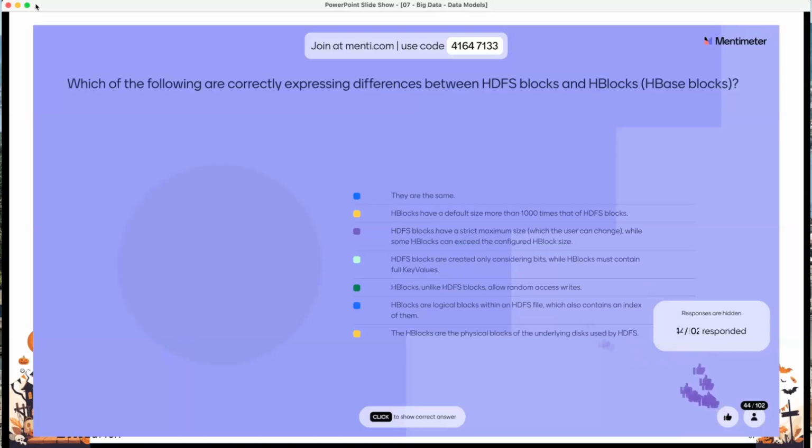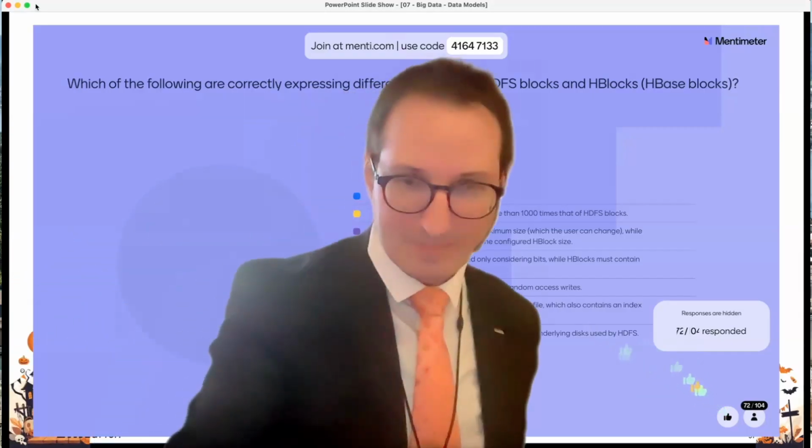And answer number 7, the H blocks are the physical blocks of the underlying disk used by HDFS. You know that when you have the disk on your laptop, the commercial disks, they have blocks on them, right? There are these 4 kilobyte blocks in which you read and write from the local disk. And so that last statement says, these are the H blocks. These are the 4 kilobyte physical blocks on the disks that are sitting in the data center on the data nodes. So by now, I assume you pick. So basically, you just pick the ones that are correct, and you do not pick the ones that are incorrect.